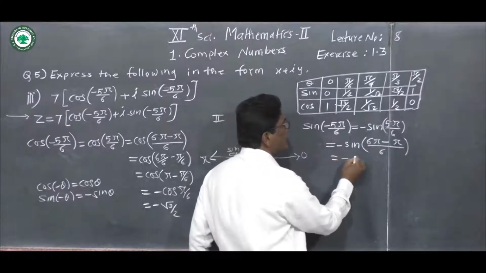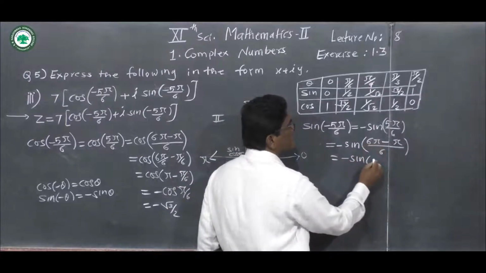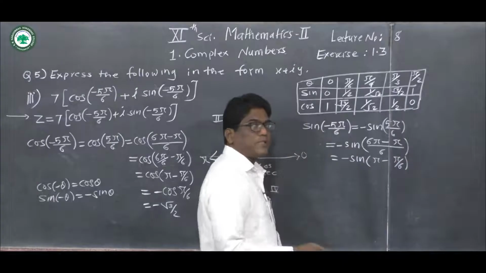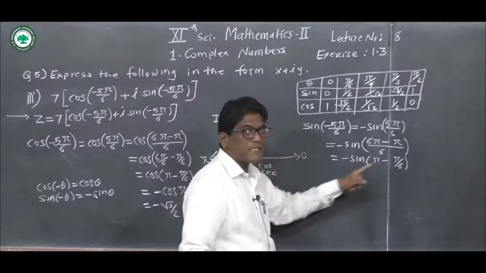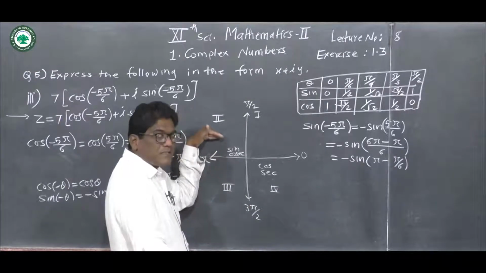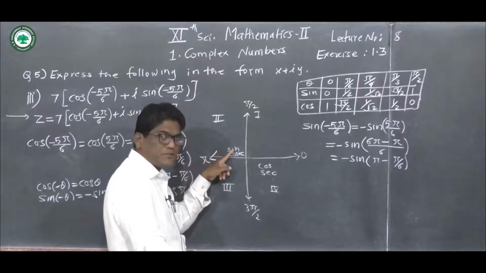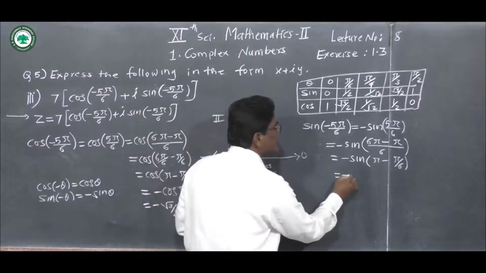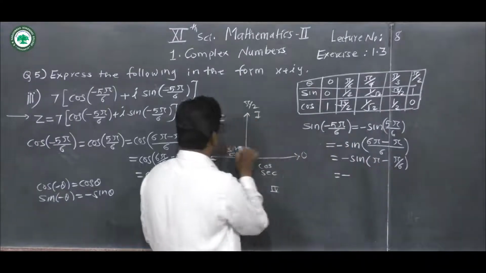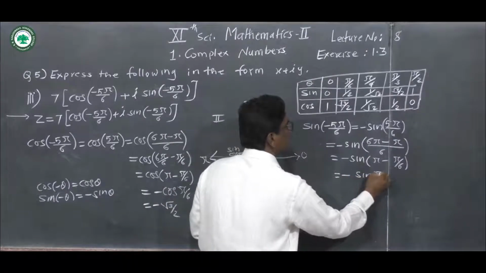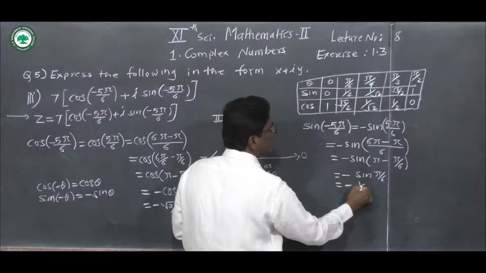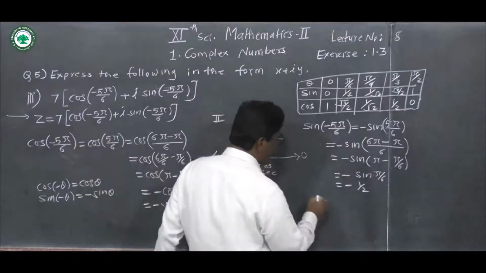So it is equal to minus sine of 6 pi divided by 6, that is pi, minus pi by 6. Take the separate division. And now sine of 180 minus theta, here pi minus lies in the second quadrant, where sine is positive. So here is the minus sign, and sine of pi minus pi by 6 is sine of pi by 6. So it is equal to minus sine of pi by 6, which is 1/2. So it is minus 1/2.